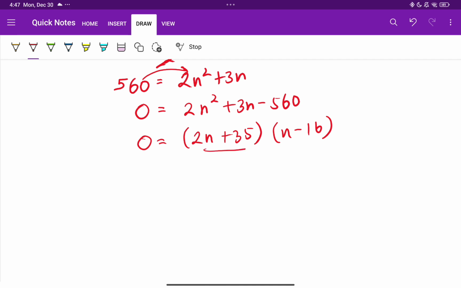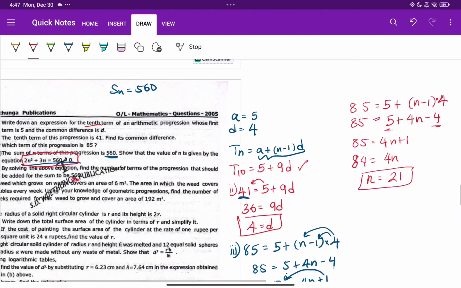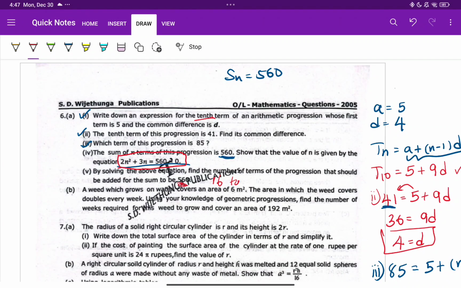So we can make these two equal to 0, and from one equation we'll get 2n plus 35 is equal to 0 and n minus 16 is equal to 0. From here we'll get n is equal to 16, and from here n is equal to minus 35 over 2, which is not a whole number, it's a decimal and it's a negative value. So a term cannot be in a negative place, it should be in a positive integral place. So the valid solution for n is 16. You have to add 16 terms of that progression in order to attain 560. Right? That's the solution, 16 terms.